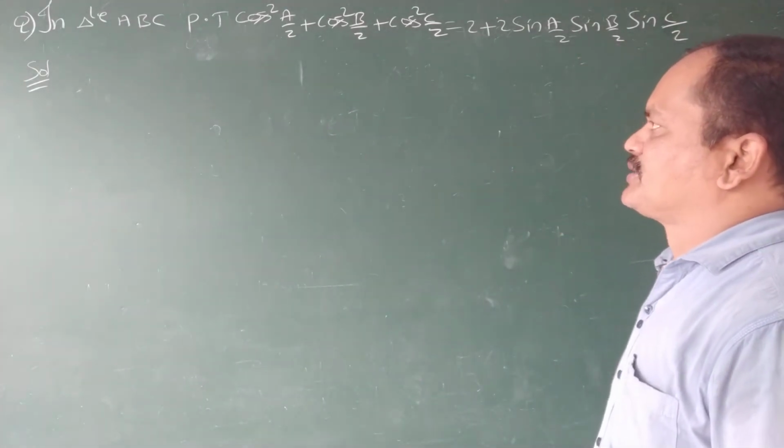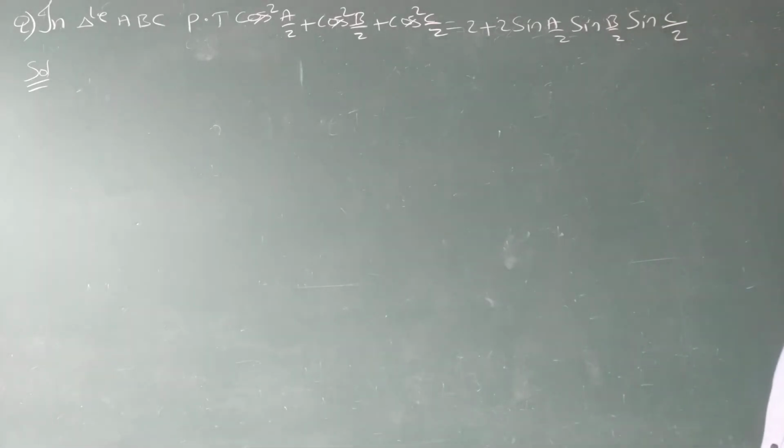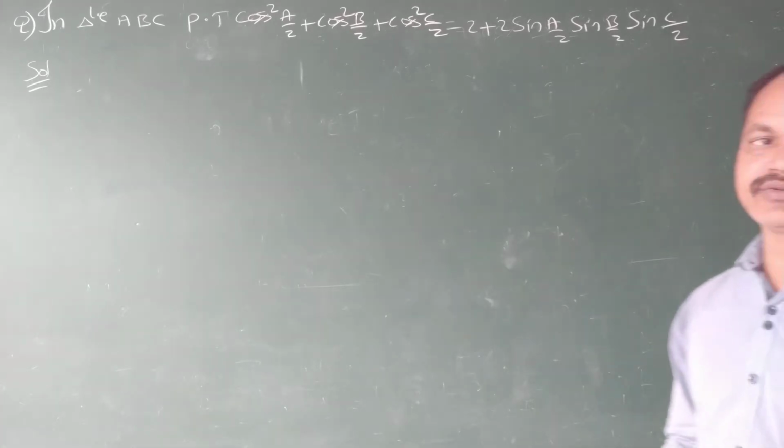In triangle ABC, prove that cos square A by 2 plus cos square B by 2 plus cos square C by 2 is equal to 2 plus 2 sin A by 2 sin B by 2 sin C by 2.